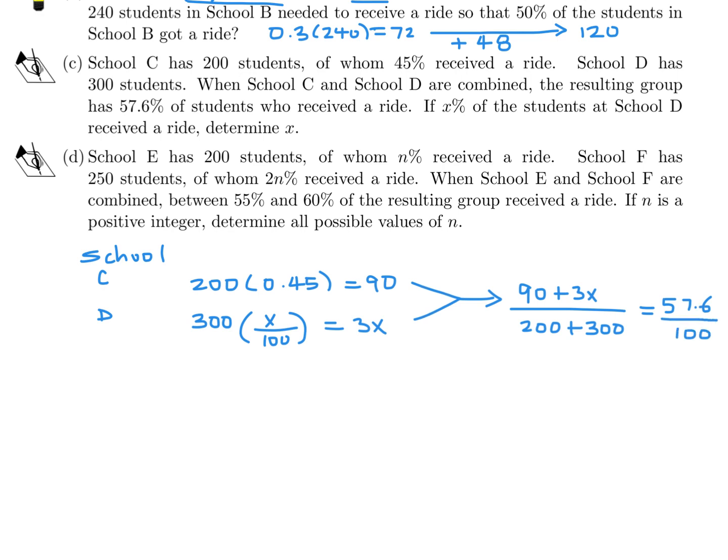That's the equation you'd have to solve, and we can do that. It'll be 90 plus 3X, and then it's 500 times 57.6 divided by 100. And when you do that math, it gets to 288. Now 3X is 198. And X comes out to be 66. So there you go.